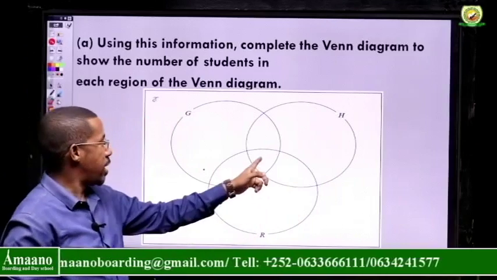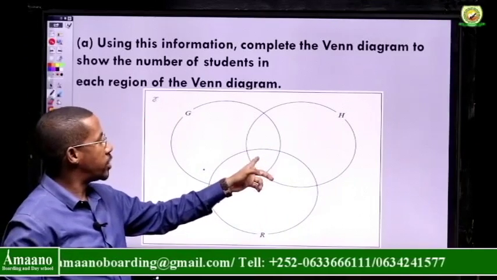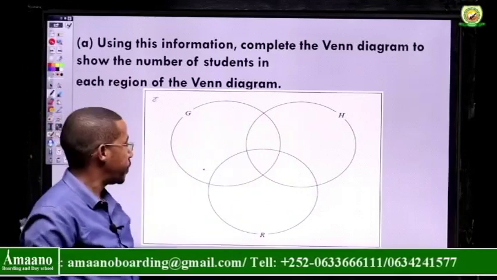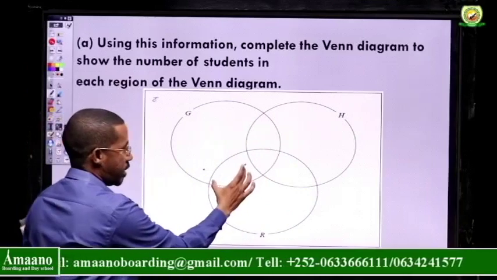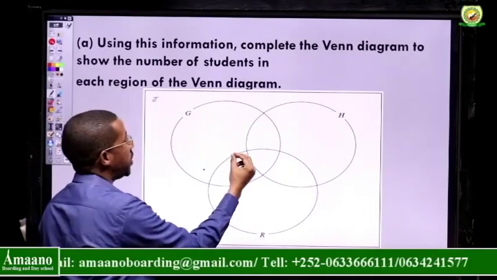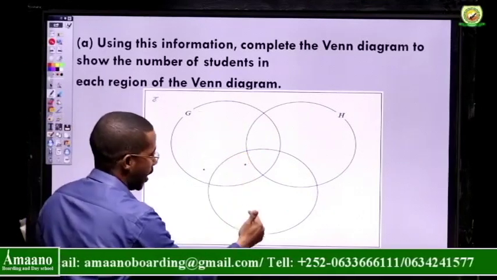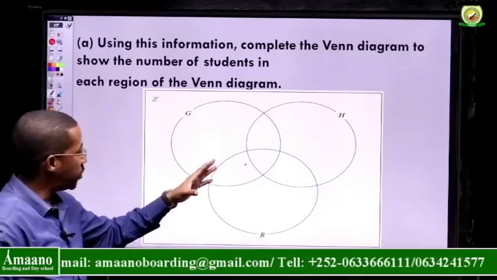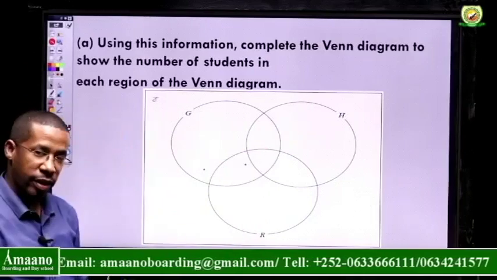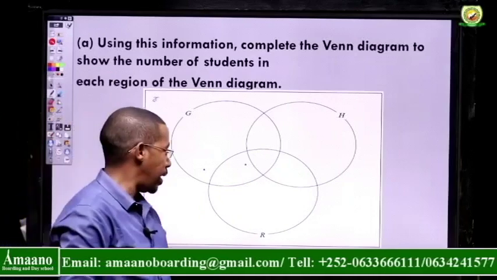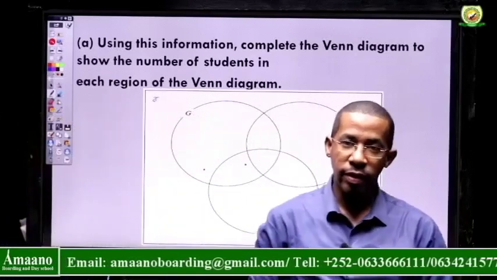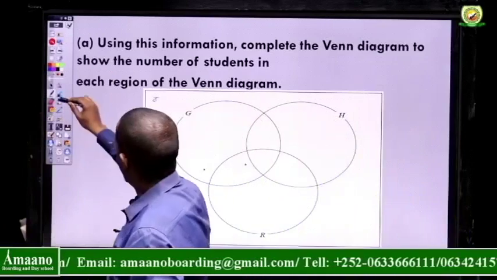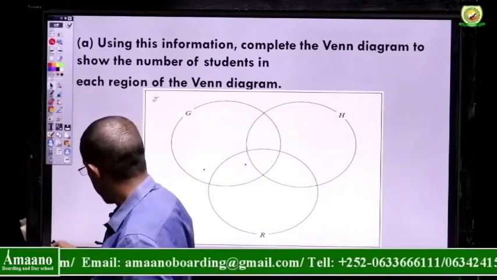Now what you put here are those students that do all the three, because you see it's an intersection between the three. This section here is an intersection between geography and religious studies without including history. So we need to fill in this Venn diagram, and then it will help us to answer the following questions. Okay, let us see.